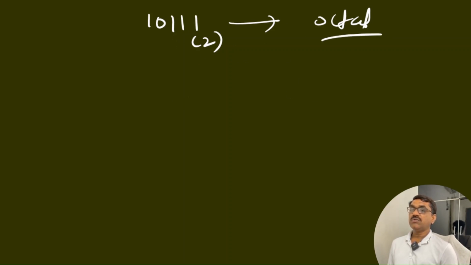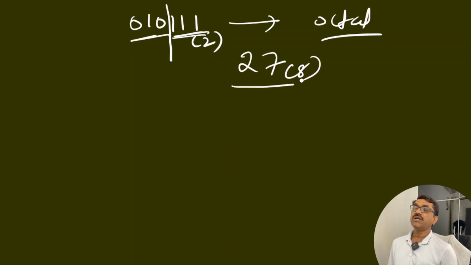To convert into octal by the direct approach, you divide the entire bits into groups, and each group contains 3 bits. Here 3 bits are there, here only 2 bits, so you just add 0, no problem. So 010 and 111. The decimal equivalent of 111 is 7. The decimal equivalent of 010 is 2. So 27. This is the way of getting the octal number 27 from this binary equivalent.